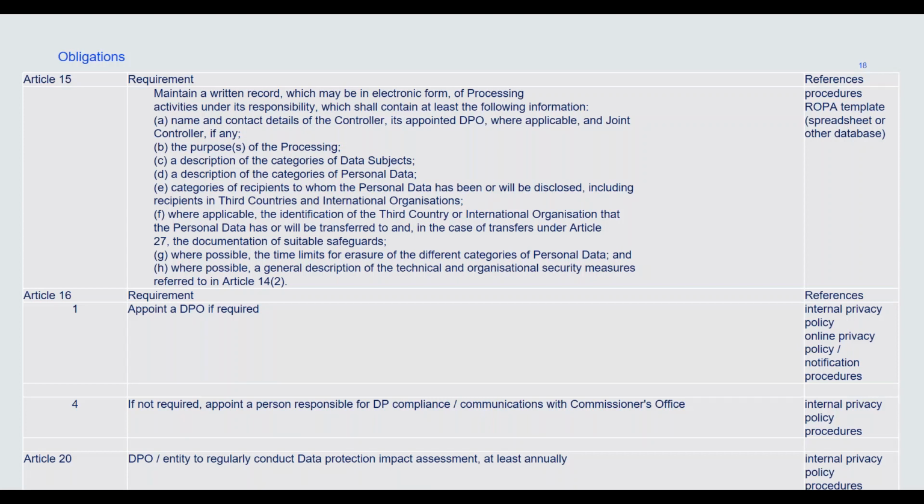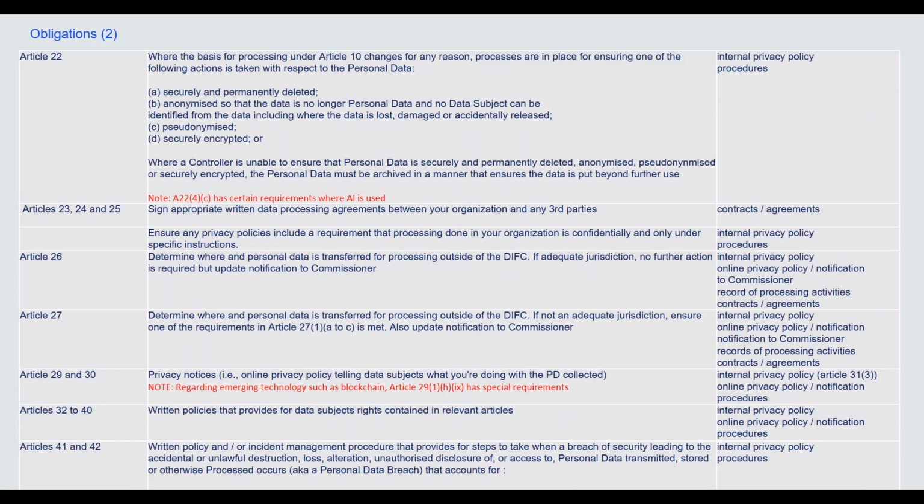If you do appoint a DPO, in addition to updating your notification on an annual basis, you have to file an annual assessment, which is basically an annual data protection impact assessment. Okay. And then we talk about contracting requirements. Certain notes here that you need to pay attention to is that where certain requirements where AI is used, you have to pay attention to continuing to use in your cessation of processing policies or in your contracts.